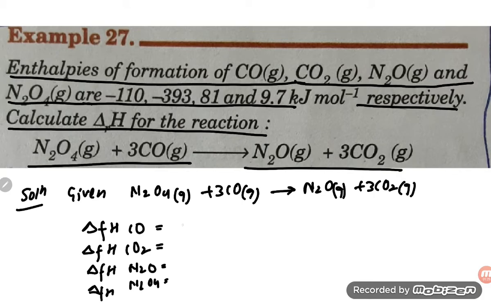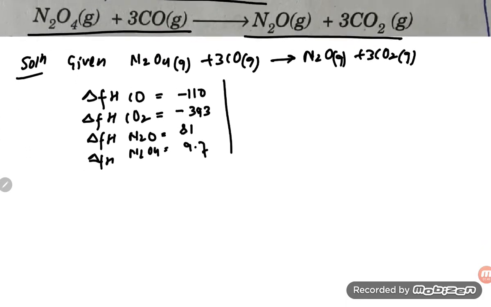If you talk about the values, CO is given as -110, CO2 is given as -393, N2O is given as 81, and N2O4 is 9.7. Options are there for this one, students. Let us solve it first. How can you solve it?